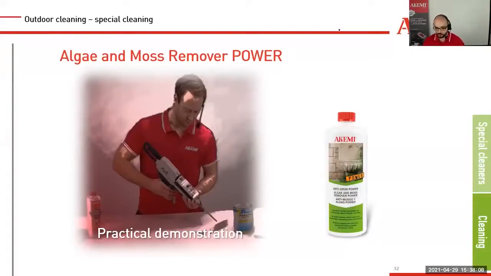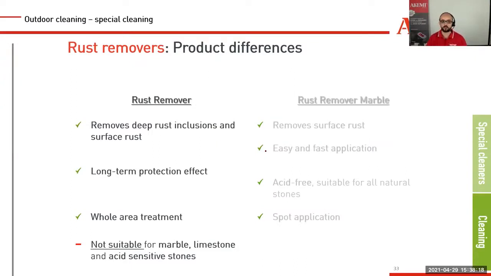So this was the Argan Moss remover power, so power name is program. It's really powerful, especially against natural layers and organic discolorations. But we have also another typical stain type, which you find when doing an outdoor cleaning, and this is rust.